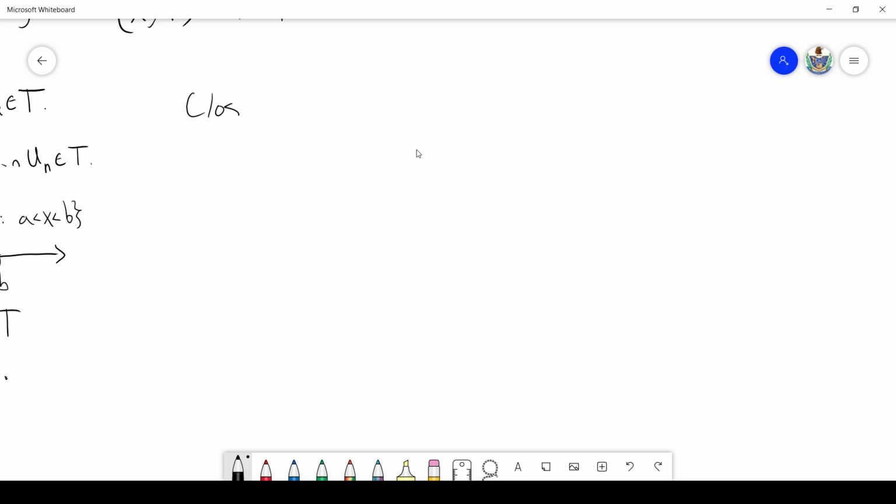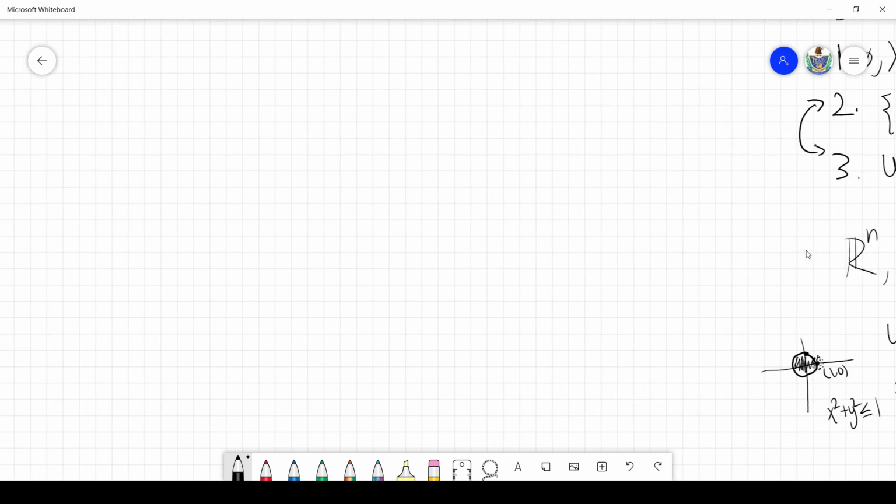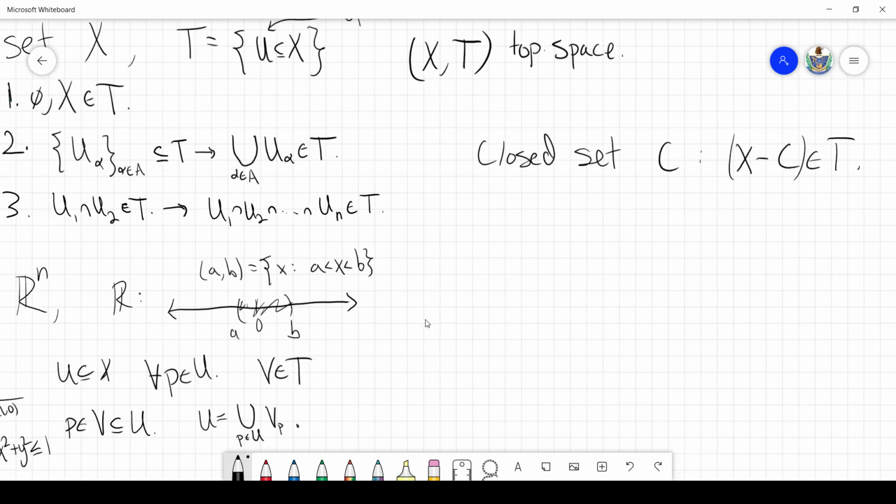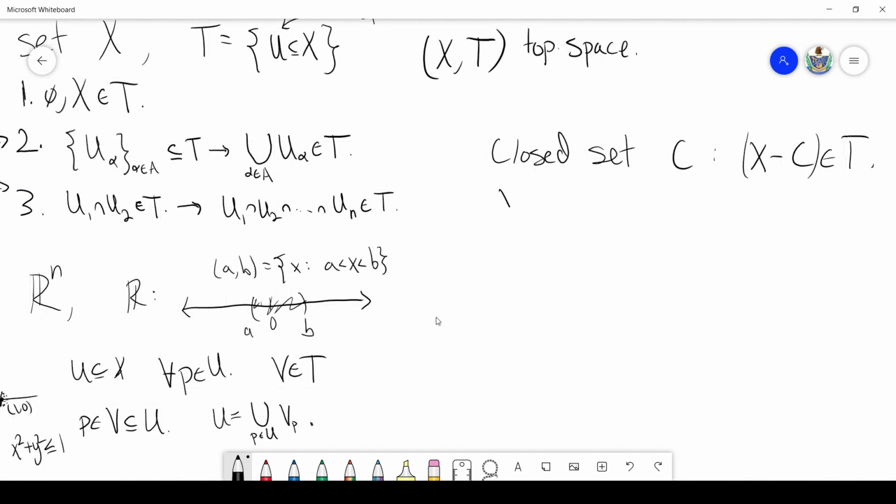A closed set is simply a set such that its complement is open. So X minus C is open, and really that's all we have to say. In relation to these two, we can derive from this that X minus the empty set is X, and X minus X is the empty set. So the empty set and X are both closed because their complements are open.